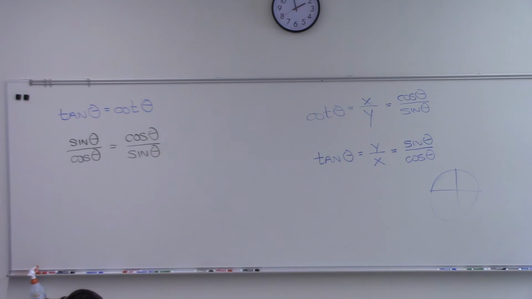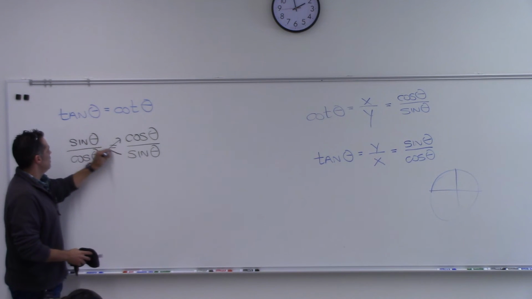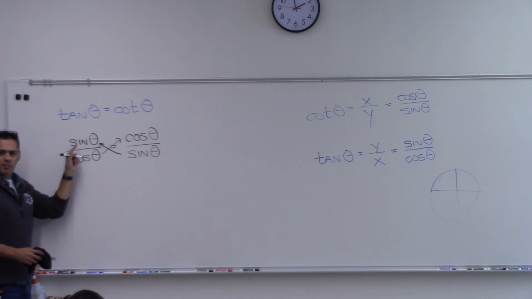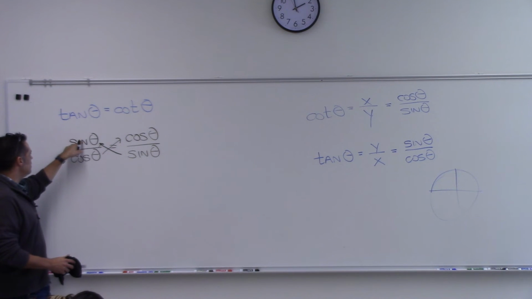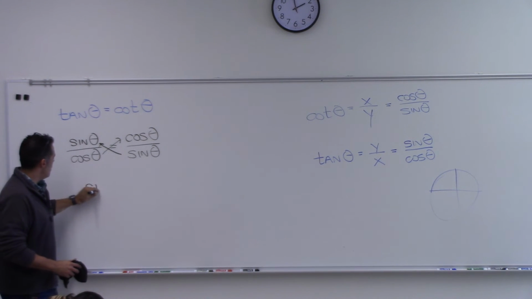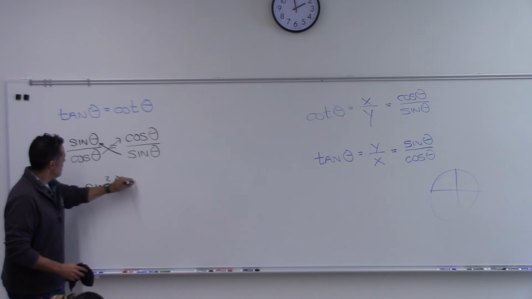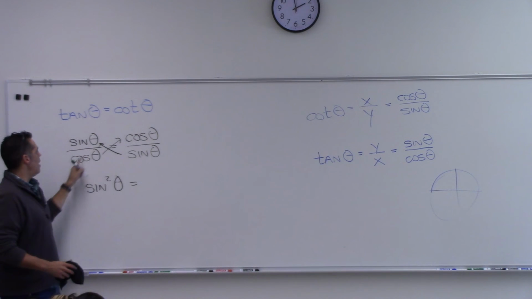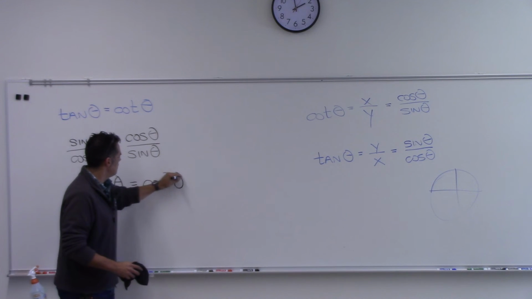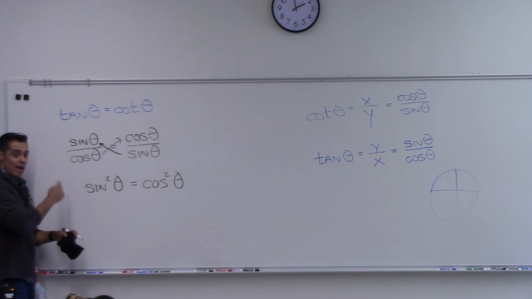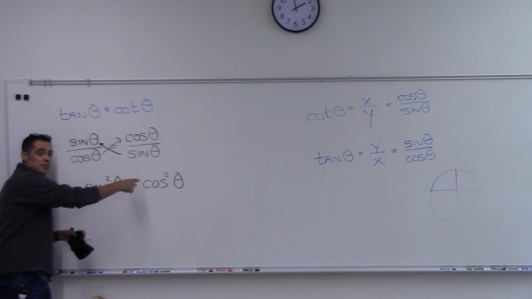Next thing I'm going to do is that cross multiply thing where you clear the fractions out. I'm going to multiply sine on this side. What happens if I multiply sine and sine together? Sine squared equals, on this side, multiply across, you get cosine squared theta. So now I have an equation that has sine squared and cosine squared together.